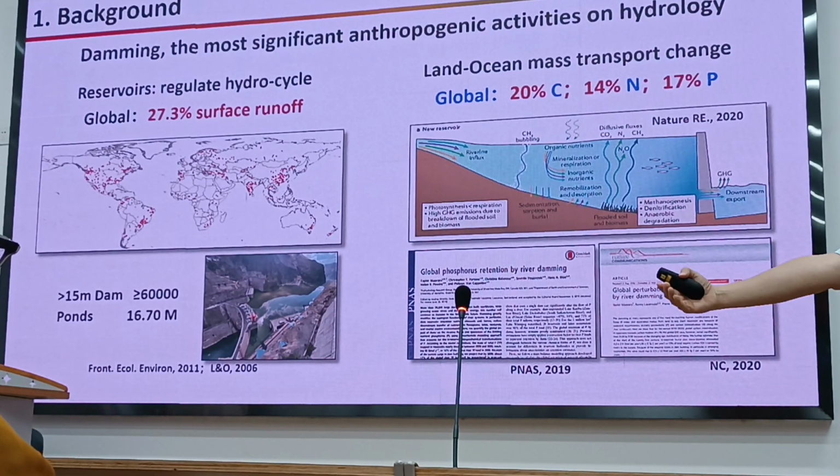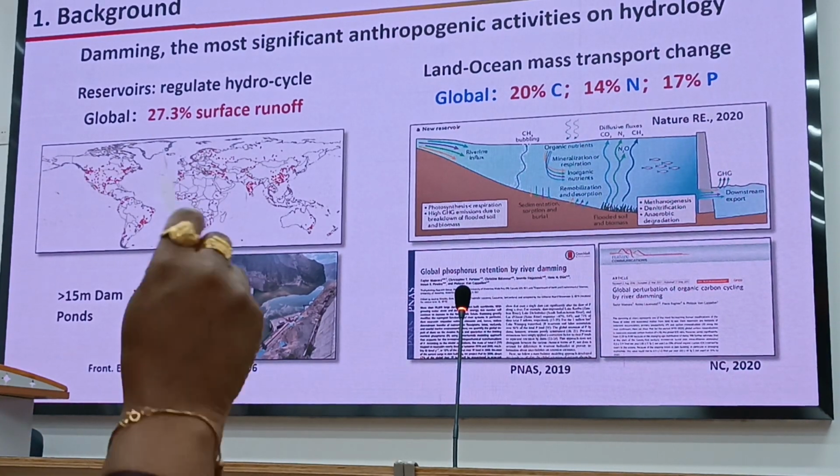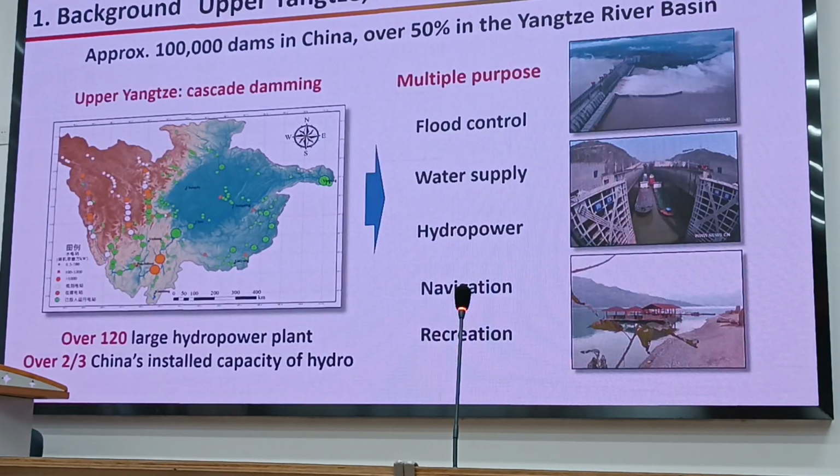And also if you think about the terrestrial to the oceanic transport, the global damming impacts about 20% of carbon, 40% of nitrogen, and 70% of phosphorus retained in the reservoirs. So that's a big amount. And also in China, there are approximately 100,000 dams in China, and over 50% are along the Yangtze River.